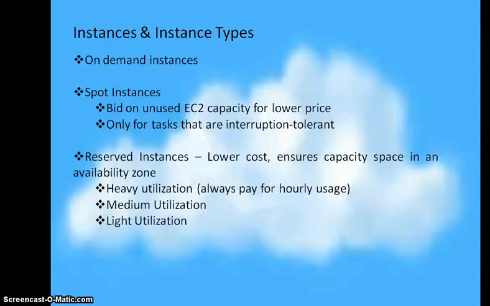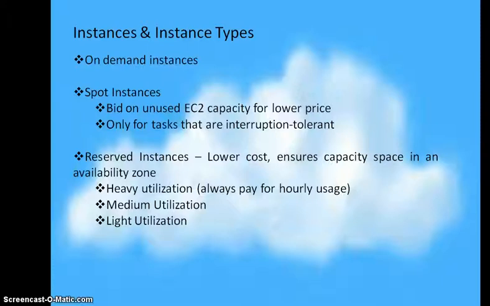Different types of instances that are available on Amazon are on-demand instances, which you can fire based on your computing requirement. If there is a load of users on your application, we can auto scale and fire the instances. Another type of instance that is available is called spot instances, for which bidding has to be done for EC2 capacity at a lower price. These instances are available for tasks which are interruption tolerant.